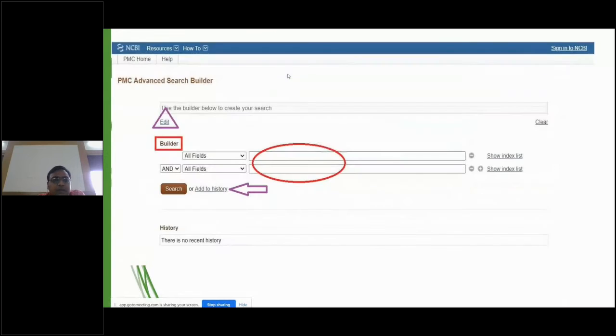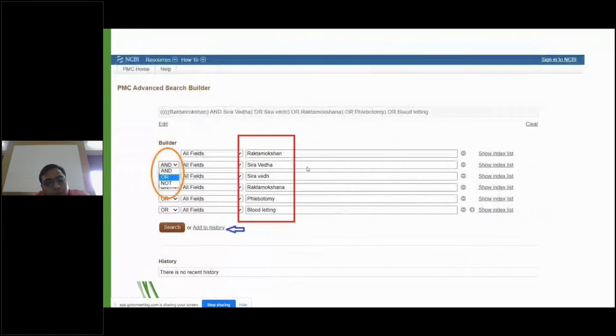Then this window opens. You can see the various fields here. This is the builder. We are going to feed the information which we want, and in this next window I am putting all the words related to my Siraveda.